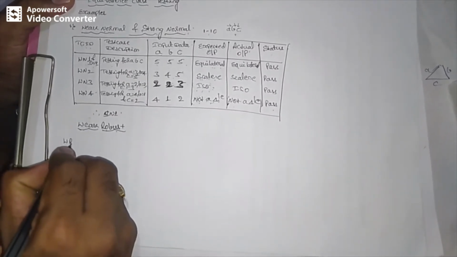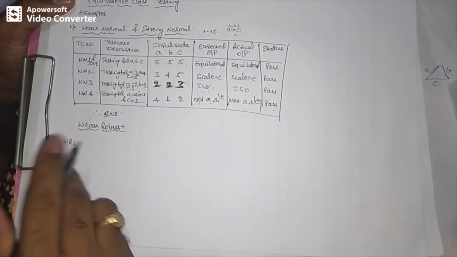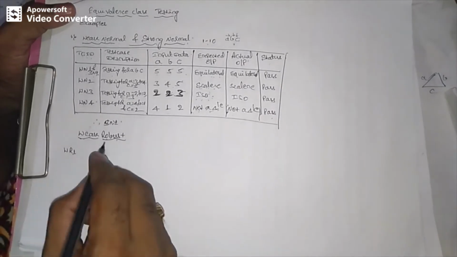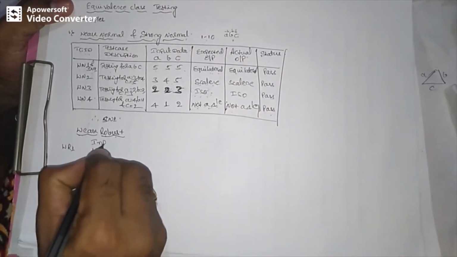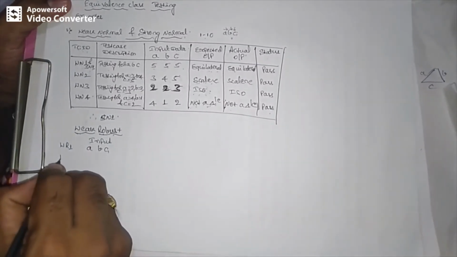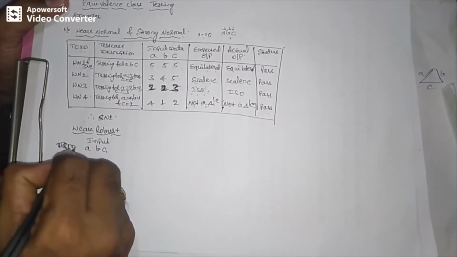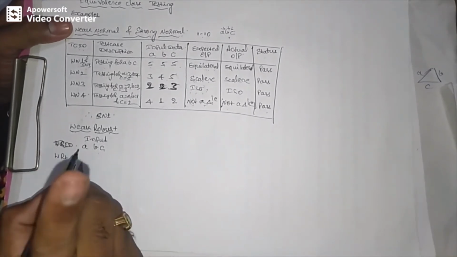For weak robust, we write the test case ID in this fashion: WR1, WR2, WR3, WR4, WR5, WR6, and then we specify the inputs. What type of input do we need to specify? A, B, C are the three inputs. These are the test case IDs, TCID, you can write TCID. These are the inputs. How to specify them? I told you single fault assumption.